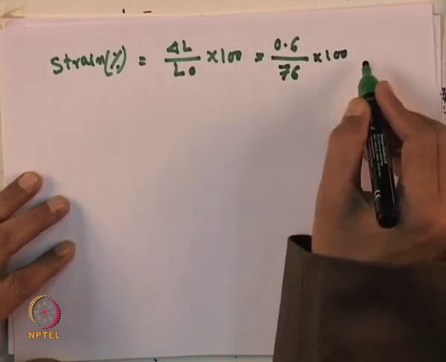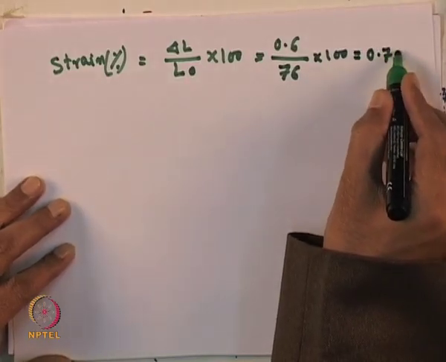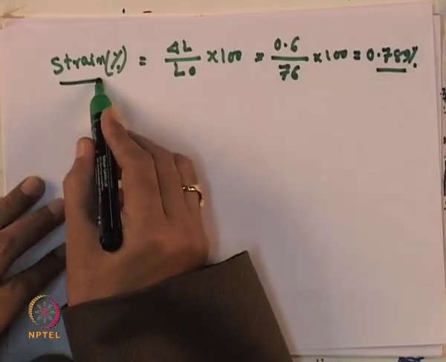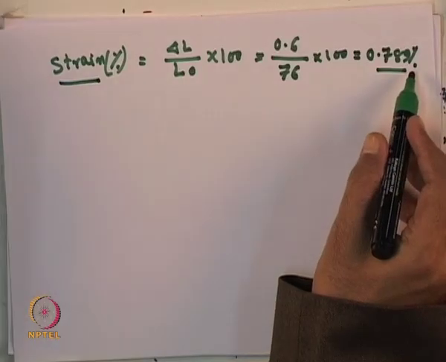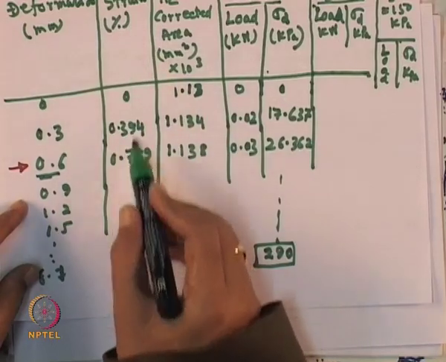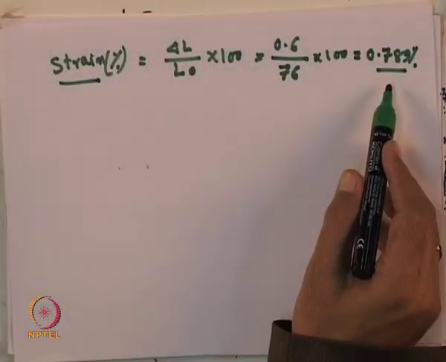So you can have this value as 0.789 percentage. So you are having the strain value of 0.789. Here you can see for this deformation this strain value is 0.789.